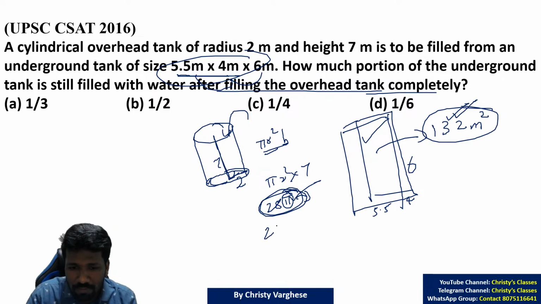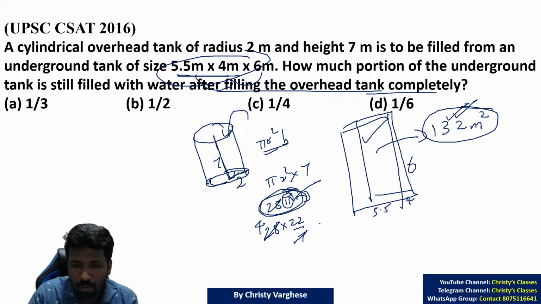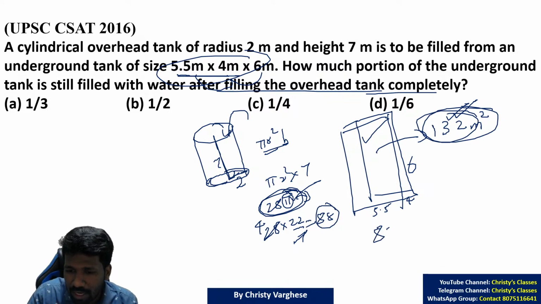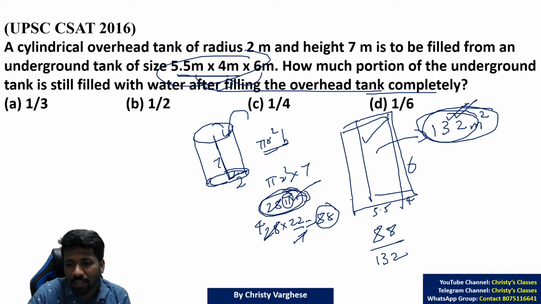28 pi, if you simplify, 28 into 22 by 7, because pi is approximately 22 by 7. 7 and 28 cancel, 4 into 22, 88. This is 88 and this is 132. 88 by 132 is what we need to know, or how much portion is taken. So 88 by 132, when you cancel, this is 44 into 2, this is 44 into 3. So this is 2 by 3. That means 2 by 3 is filled.